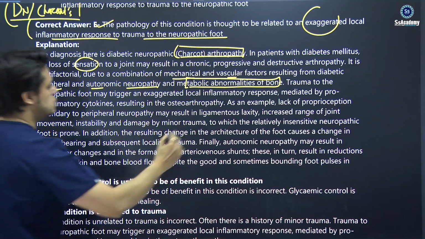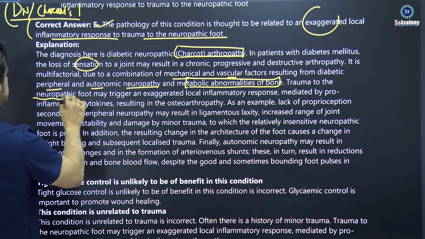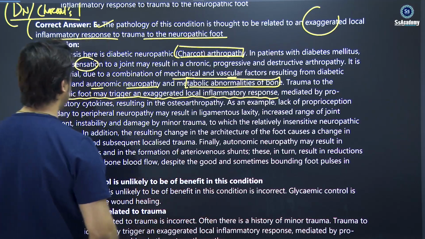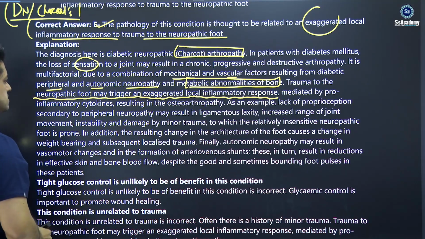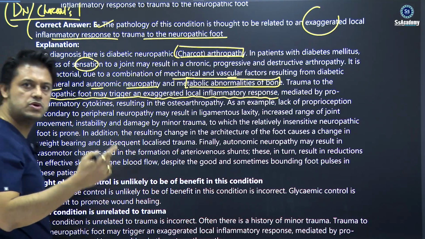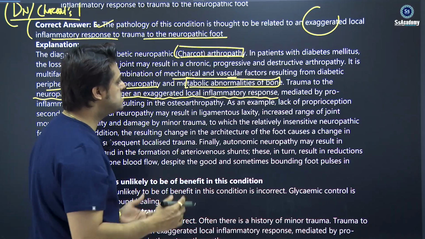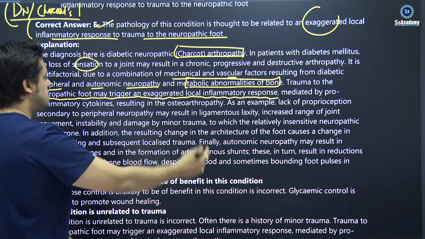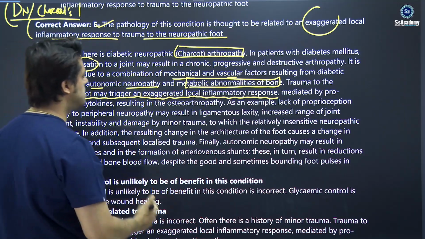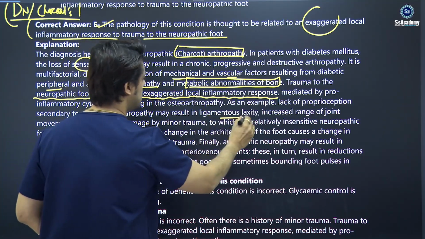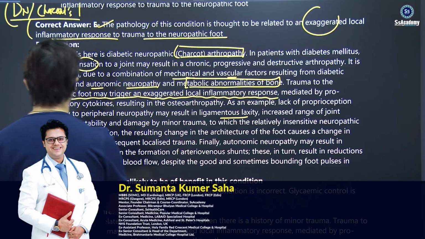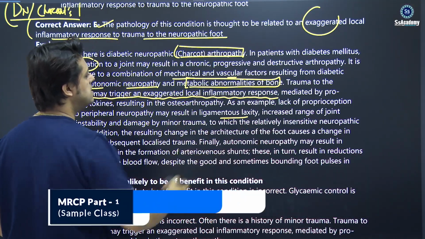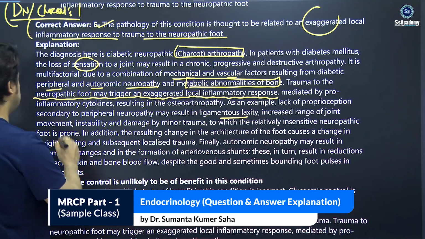So, trauma to the neuropathic foot may trigger an exaggerated inflammatory response mediated by pro-inflammatory cytokines, resulting in osteoarthropathy. As an example, lack of proprioception secondary to peripheral neuropathy may result in ligamentous laxity, increased range of joint movement, instability and damage by minor trauma to which the relatively insensitive neuropathic foot is prone.